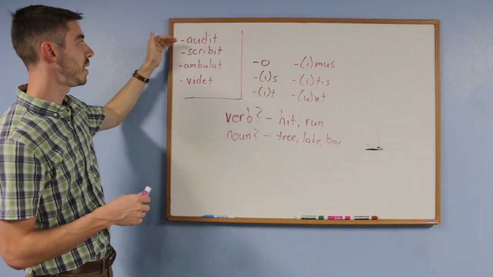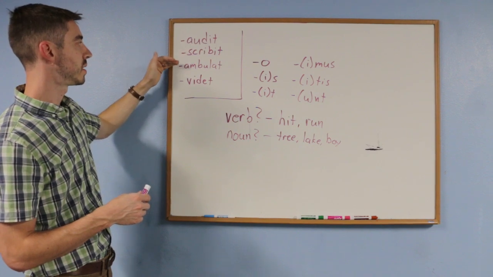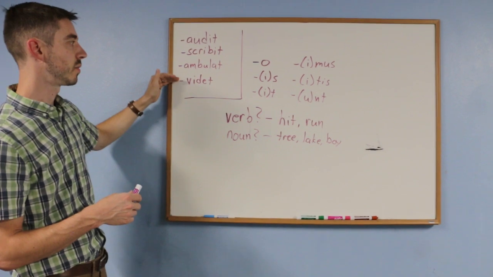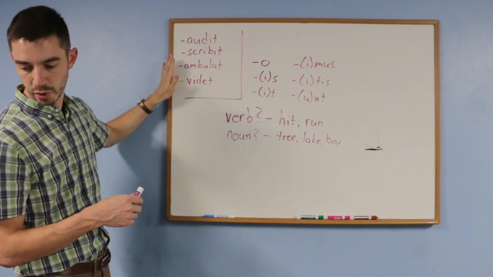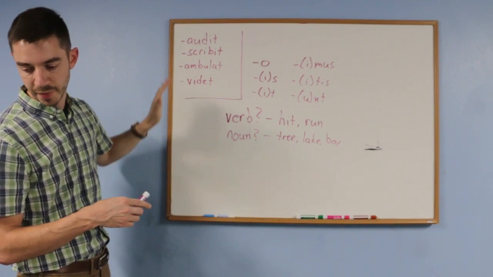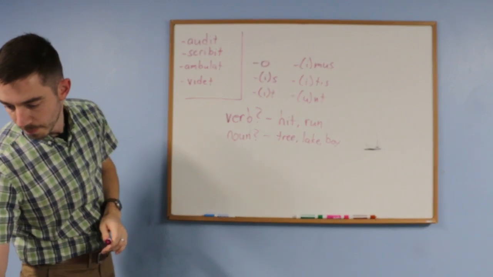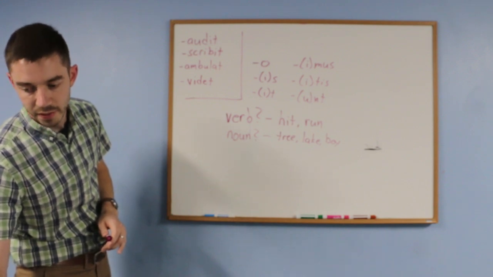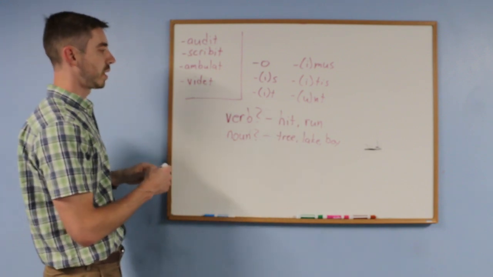Those all mean he, she, or it does. He, she, or it hears. He, she, or it writes. He, she, or it walks. He, she, or it sees. And we'll talk a little bit more about that in just a bit. So, the verb endings tell who is doing the action.